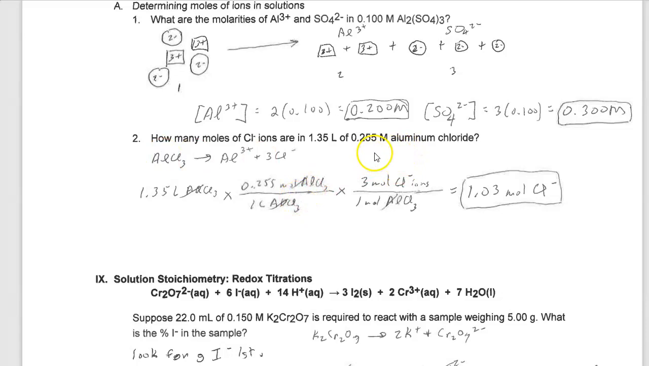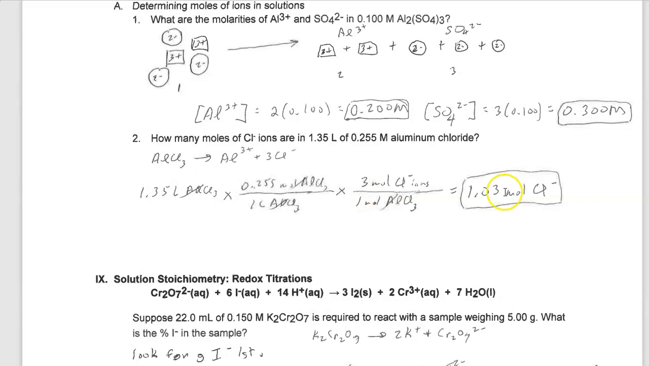Well, do I know a relationship between liters of aluminum chloride solution and moles of aluminum chloride? When I need to go from liters to moles, what do I use? Use your molarity right here. I know there are 0.255 moles of aluminum chloride for every 1 liter of aluminum chloride solution. So what goes where? I want the liters on the bottom, and I want the moles on the top, so I can cancel out the liters. And that leaves me with moles of aluminum chloride. Make sense? Okay, but we're looking for moles of chloride.